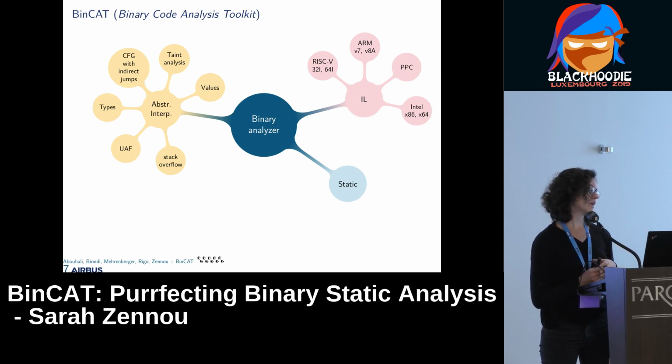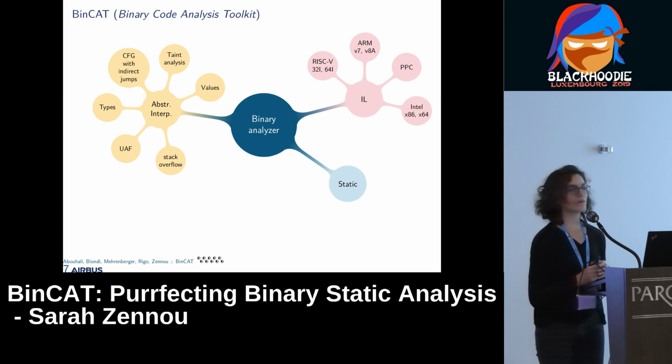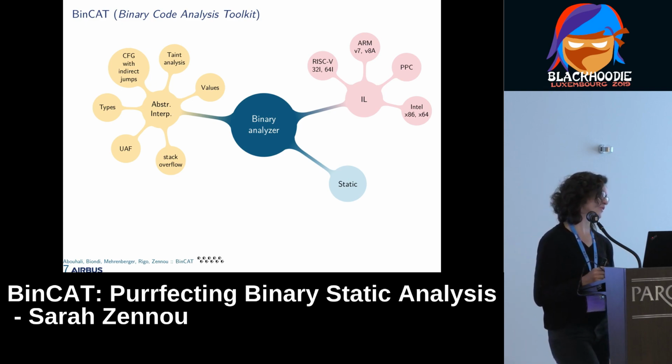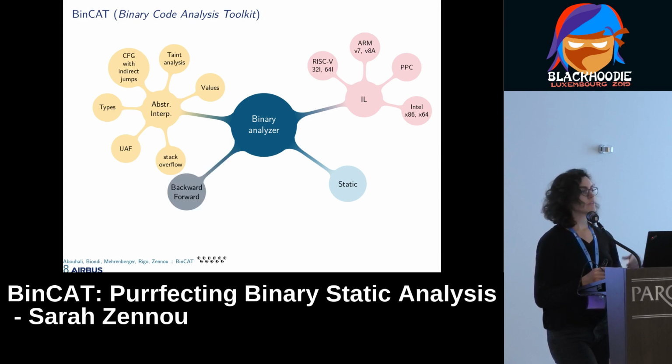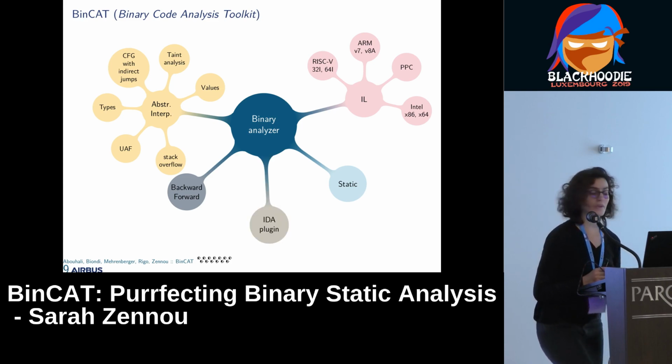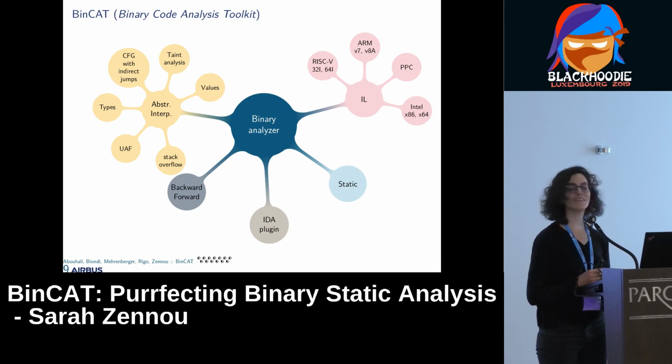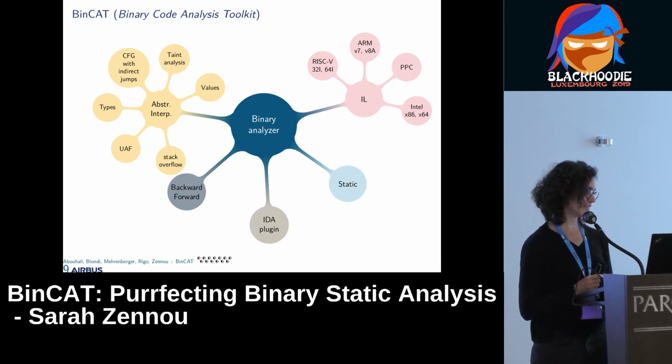Currently, we have several analyses. We are able to compute values of the memory and the registers. We have a taint analysis. We are able to reconstruct the control flow graph even in the presence of indirect jumps. We reconstruct high-level types. We detect use after free, double free, and stack overflow. The analysis can be performed forward or backward. And to make it more friendly, it comes with an IDA plugin.